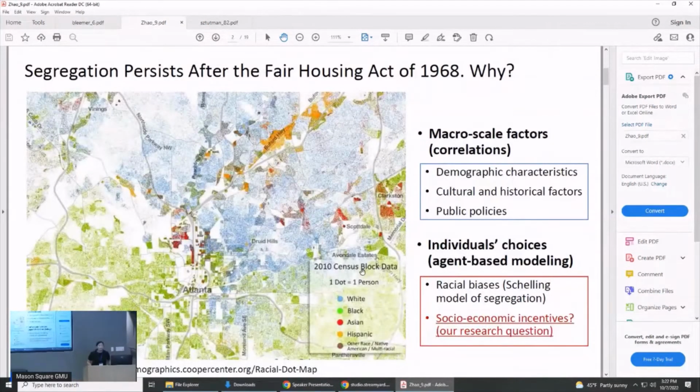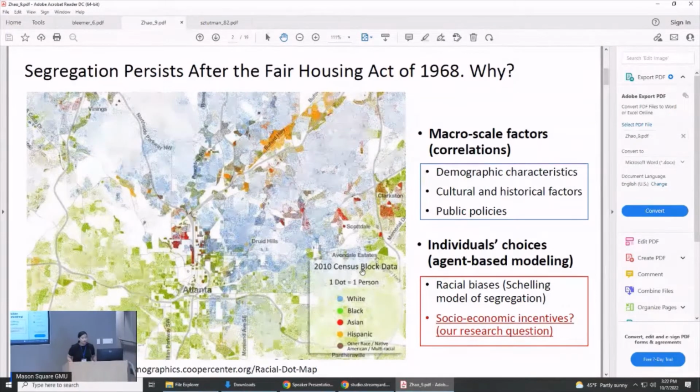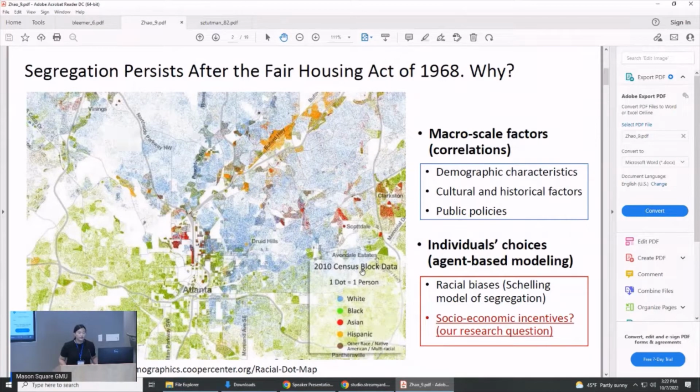So here is a map of Atlanta, where each dot represents a person. The green dots represent African Americans, the blue dots represent Caucasians, and we can see a clear segregation pattern here. Actually, Atlanta is not alone. These days, in many US cities, segregation is still a very severe problem after the Fair Housing Act of 1968, and we would like to ask why.